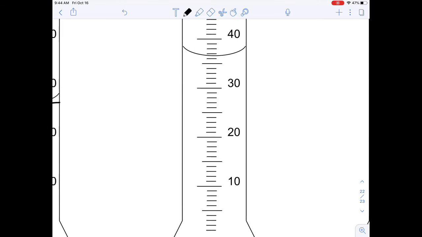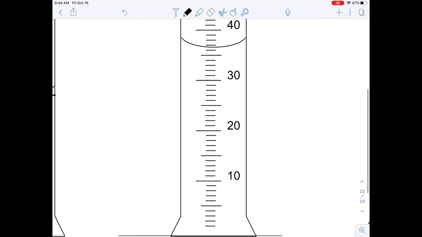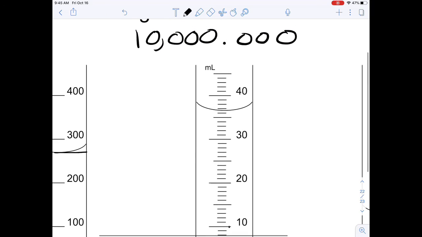All right, in this graduated cylinder, if we take a look at what it's counting by, if this is 10, we know this is 5, it's counting by ones. So if I take a look at 10,000, I know this value for sure because it counts by ones. I should estimate my tenths place. So all of my measurements, if I had a graduated cylinder that looked like this, should have 1 decimal place.